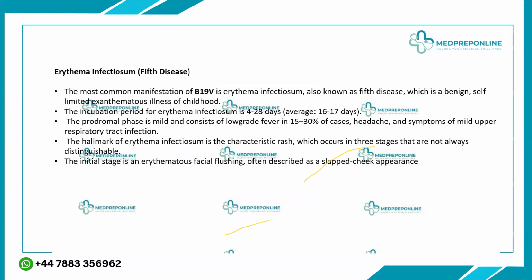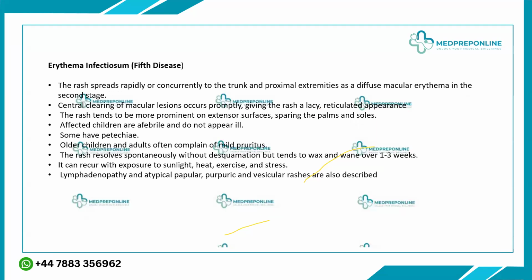Incubation period is 4 to 28 days. The prodromal phase is mild and consists of low-grade fever, headache, and symptoms of upper respiratory tract infection. The hallmark of erythema infectiosum is the characteristic rash, which occurs in 3 stages that are not always distinguishable. तो इतना distinguishable नहीं होता कि हम इसकी तीनों stages को identify करें. Initial stage में सिर्फ erythematous facial flushing आती है, जिसको हम slapped cheek appearance कहते हैं.